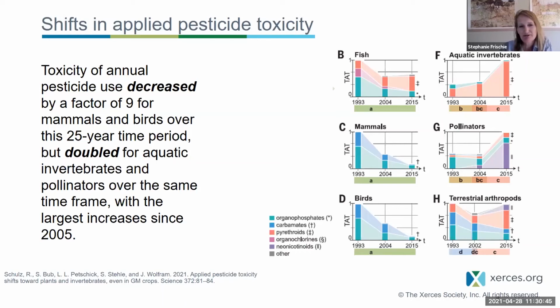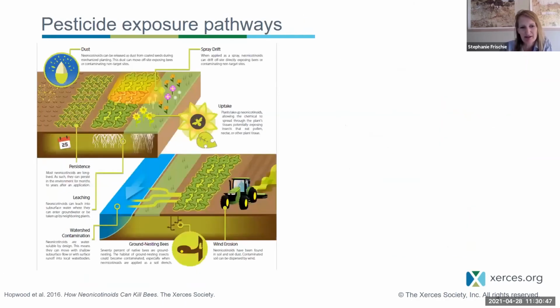This is the image from our publication, How Neonicotinoids Can Kill Bees, that just shows all the different ways that pesticides can move throughout the environment away from the targeted area where they were meant to be applied.